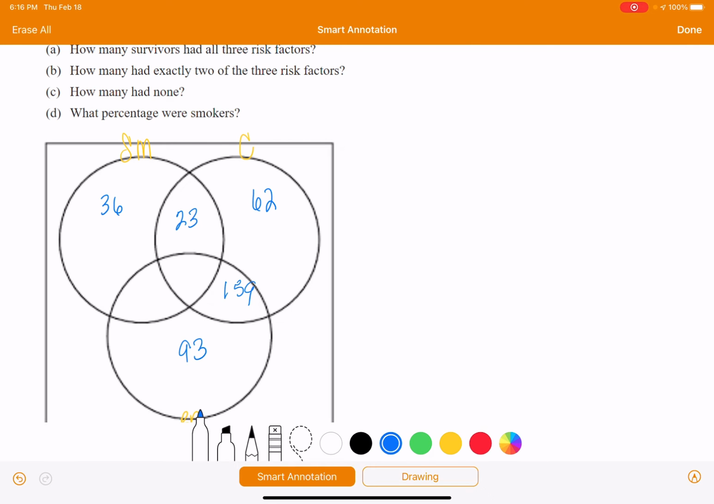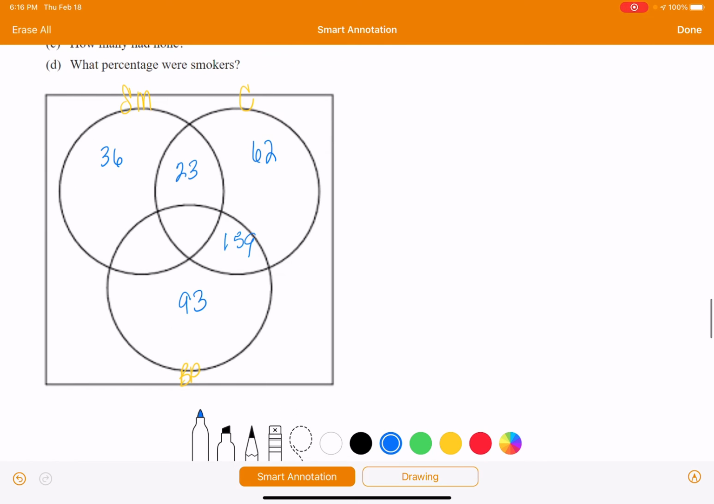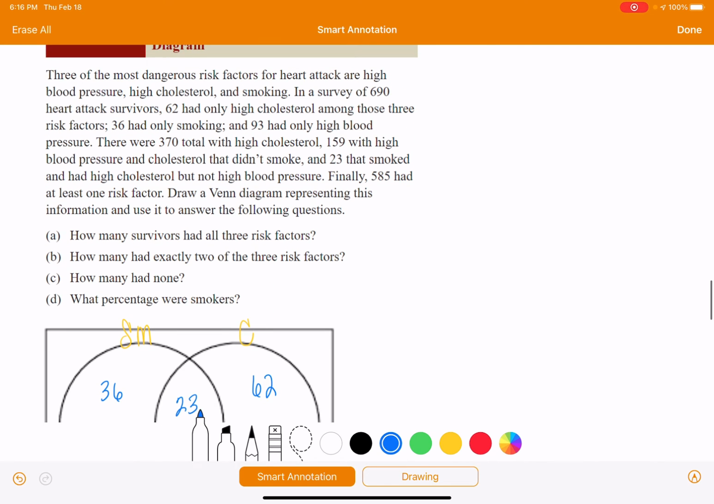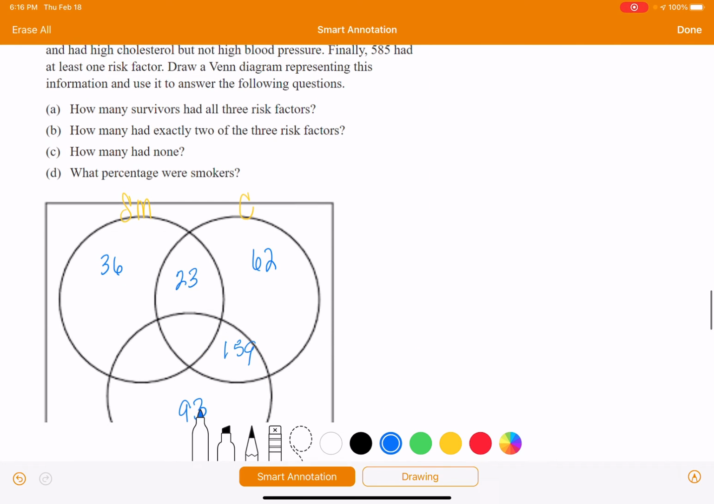have left. There are 370 total with high cholesterol, as the problem tells us. 370 total with high cholesterol. So if we're only looking at high cholesterol, I have that 23 plus 62 plus 159, okay, so that gives us 244 total.